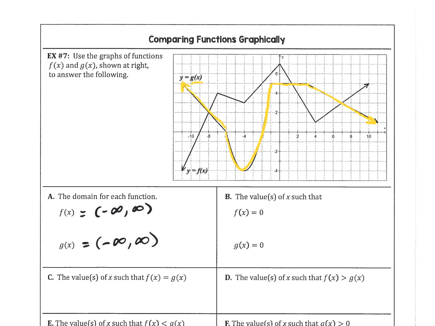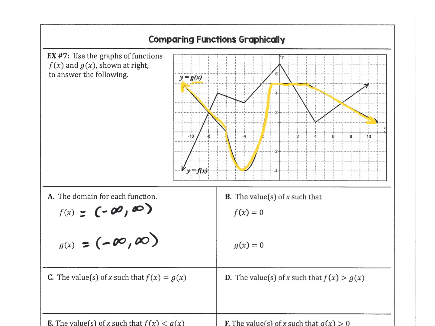This arrow says this guy's going to keep on going this way. This arrow says this guy's going to keep on going this way. So negative infinity to positive infinity. I know it's going down and up, but that doesn't matter. It's still going to the right. It's still going to the left. This is not asking you the end behavior. This is just asking you for the domain. And that always reads from left to right.